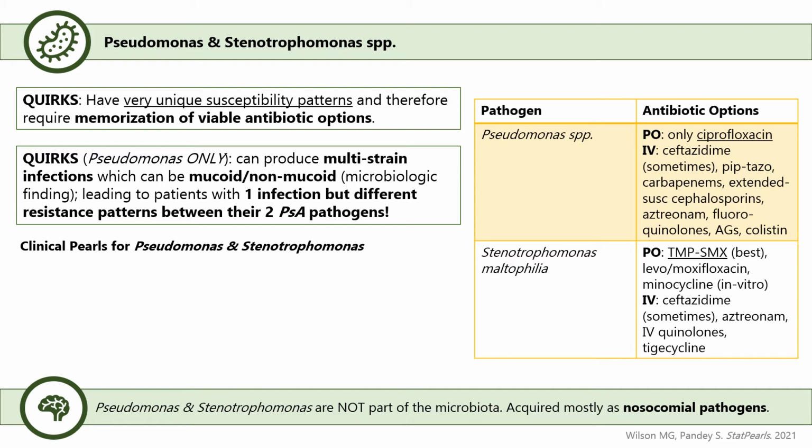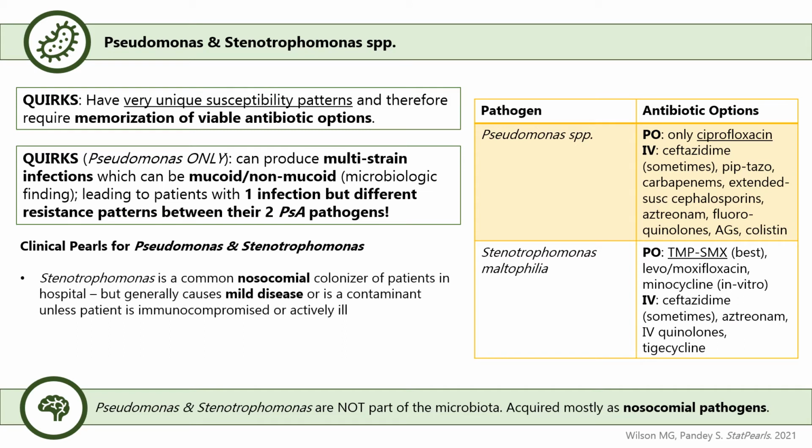Both Pseudomonas and Stenotrophomonas are not normal parts of the microbiota. Instead, they are common nosocomial pathogens. If a patient is infected with Pseudomonas, it was probably acquired in the hospital setting. Importantly, Pseudomonas has only one oral antibiotic that has possible activity, which is ciprofloxacin, possibly other fluoroquinolones as well. For that reason, cipro-resistant Pseudomonas becomes a problem when designing longer treatment regimens. This is important to remember.